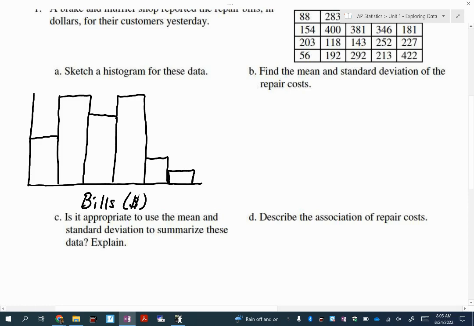When I look at the shape, this is one of those where I'm going to get kids that say bimodal again because of the two highest bars there. But I really think it's still unimodal. You've got a main hump there in the middle. You could maybe argue there's some skewness to the right, a little bit of a tail to the right. It's really up to you.